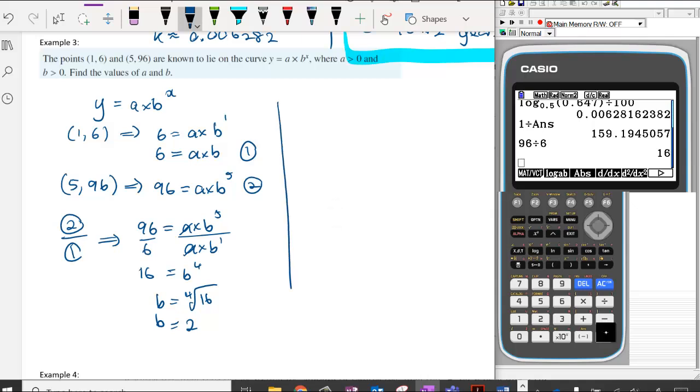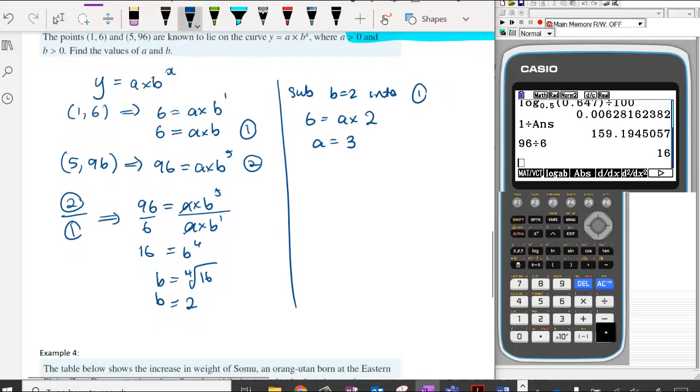Once we've got b, we can sub b equals 2 into either one of the two equations. I'm going to choose the first equation. So 6 is equal to a times b, which is 2. a is therefore equal to 3. And so we end up with the equation y is equal to 3 times 2 to the power of x.